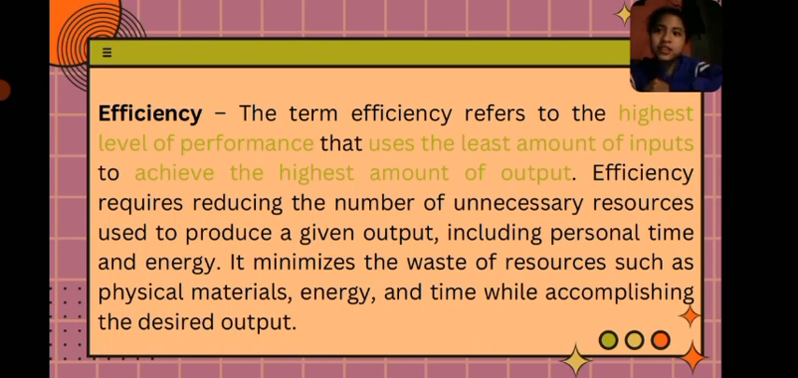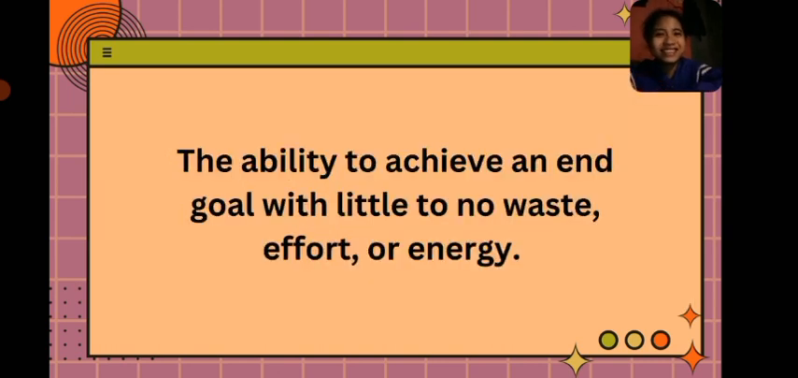So let's start. Efficiency. The term efficiency refers to the highest level of performance that uses the least amount of inputs to achieve the highest amount of output. So efficiency requires reducing the number of unnecessary resources used to produce a given output, including personal time and energy. It minimizes the waste of resources such as physical materials, energy, and time while accomplishing the desired output.